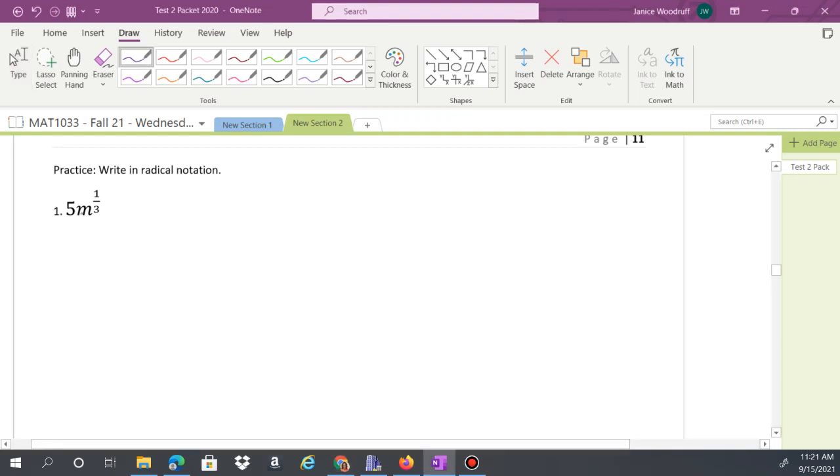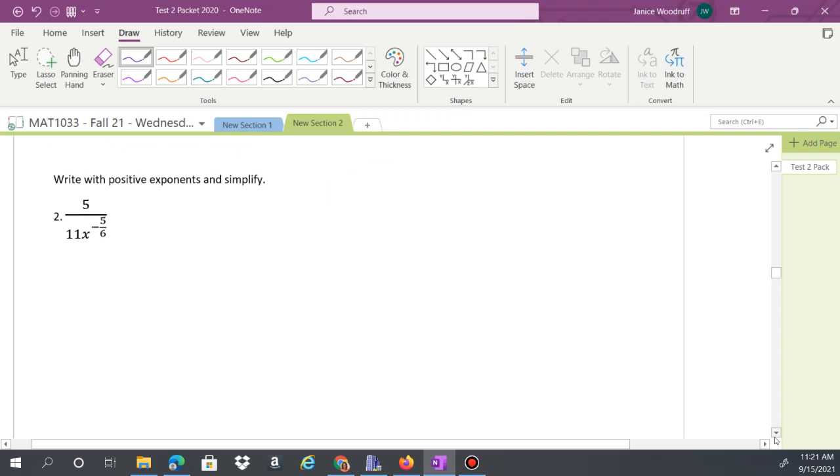Okay, so for this one, the 1/3, is that going to the m or both the 5 and the m? Just the m. Okay, so just there. So it's going to be 5 times, and then we're going to put the m in the radical. On the inside, we've got the 1, so we don't need to write that, and the bottom goes on the outside. So 5 times the cube root of m. I write the multiplication symbol just because I want to separate it enough so it doesn't look like 53, but you don't have to write it.